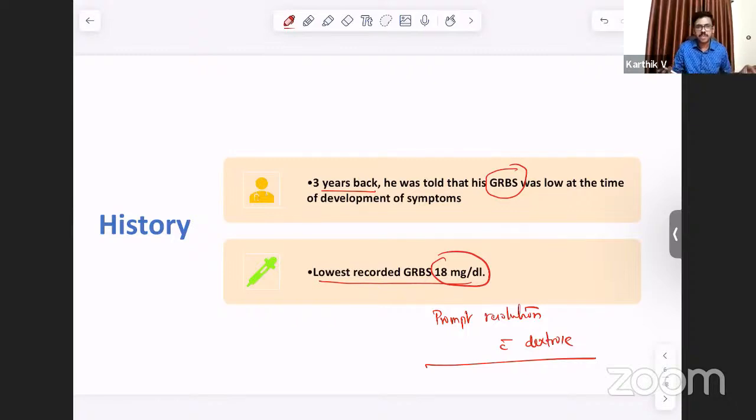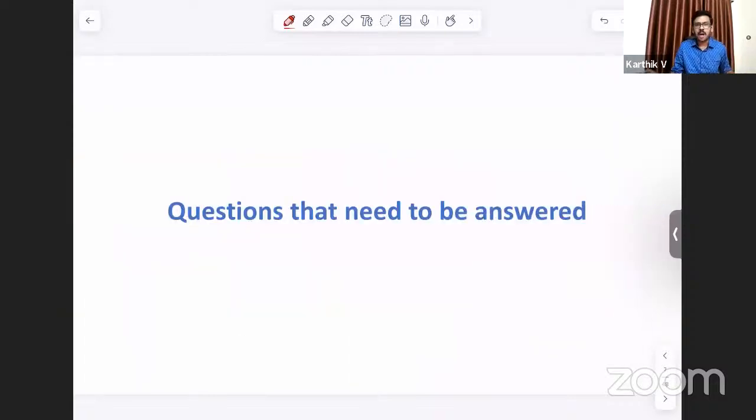So when Whipple's triad is positive, there is a very high probability of an organic hypoglycemic disorder. Okay, so once Whipple's triad is satisfied, you think of a pathology which is causing the hypoglycemia. So with this background, the patient is a 37-year-old male with recurrent episodes of hypoglycemia, often severe hypoglycemia resulting in loss of consciousness, and as low as 18 milligram per deciliter of glucose has been recorded, with prompt resolution with glucose administration. So this is the history that we have so far.